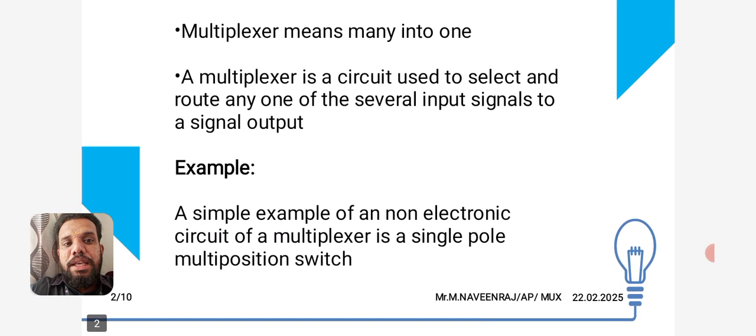A simple example of a non-electronic multiplexer is a single pole multi-position switch. We have multiple positions but only one single pole. That type of switch is the best example for this multiplexer.